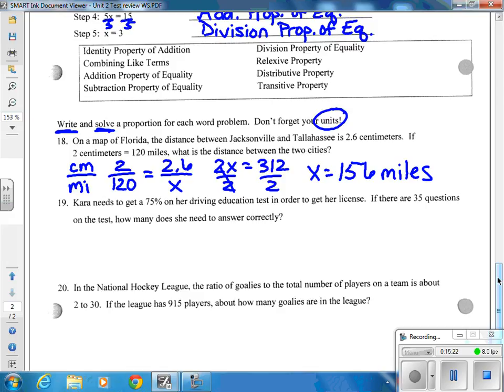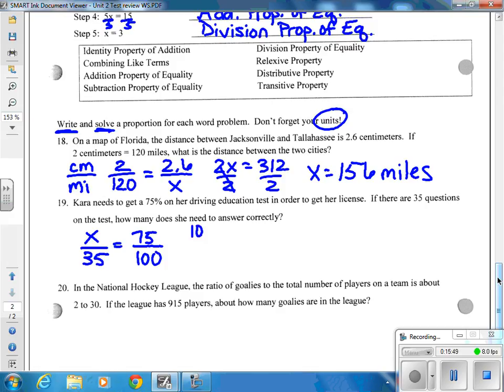So when we go ahead and do this, remember it's your is over of equals percent over 100. I see my percent, so that's 75 over 100, but I need to figure out my is and my of. All right, if you keep reading, it says that there are 35 questions on the test. How many does she need to answer correctly? 35 is the total. Total amounts always go on the bottom. You're trying to figure out what part of those 35 does she have to answer right to pass. All right, so here's your proportion.